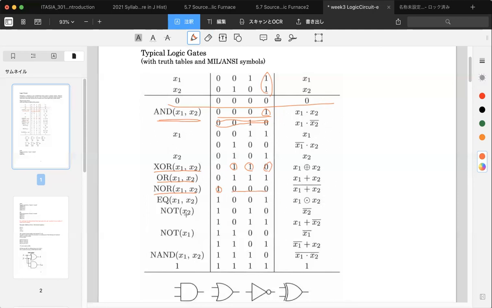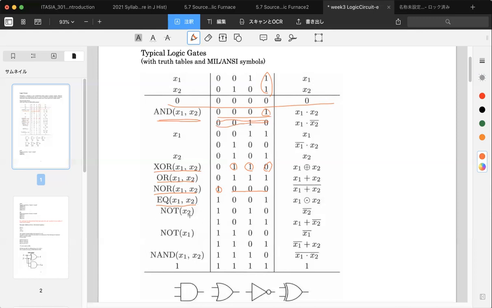And EQ, I think it means equal. So this thing is true when X1 and X2 have the same truth value. So when both X1 and X2 are true, or both X1 and X2 are false, we get a true output for this function. So we can see that here is 0, 0, so here is 1, and here is not the same number. So here they are both 0, and here is 1, 1, and so here is 1.